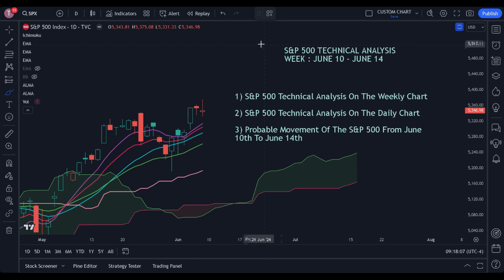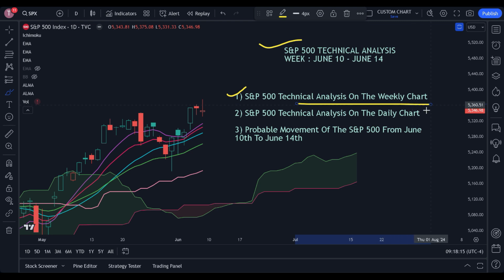Now guys, I am going to discuss the agenda of this S&P 500 weekly technical analysis, and the first point of the agenda is the S&P 500 technical analysis on the weekly chart. On the weekly chart, the situation has improved for the S&P 500, and it is more bullish. It is not absolute bullish, it is more bullish. It is absolute bullish on the daily chart.